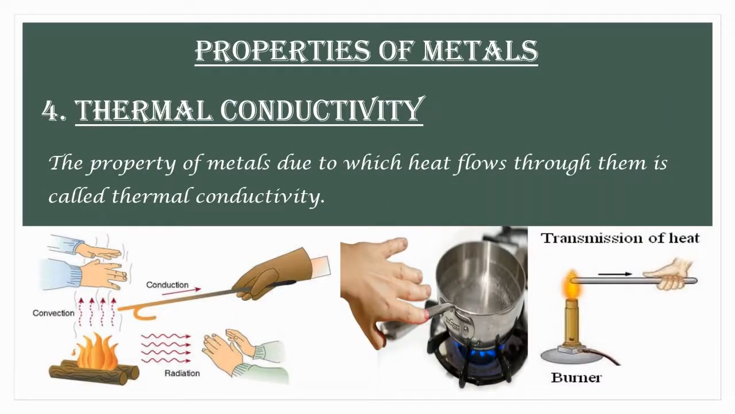Students, as we learned before, metals have the property of electrical conductivity. Similarly, when a piece of metal is heated at one place, the whole of it becomes hot. It shows that metals allow heat to flow through them. And this property is called thermal conductivity. So we can define thermal conductivity as the property of metals due to which heat flows through them.